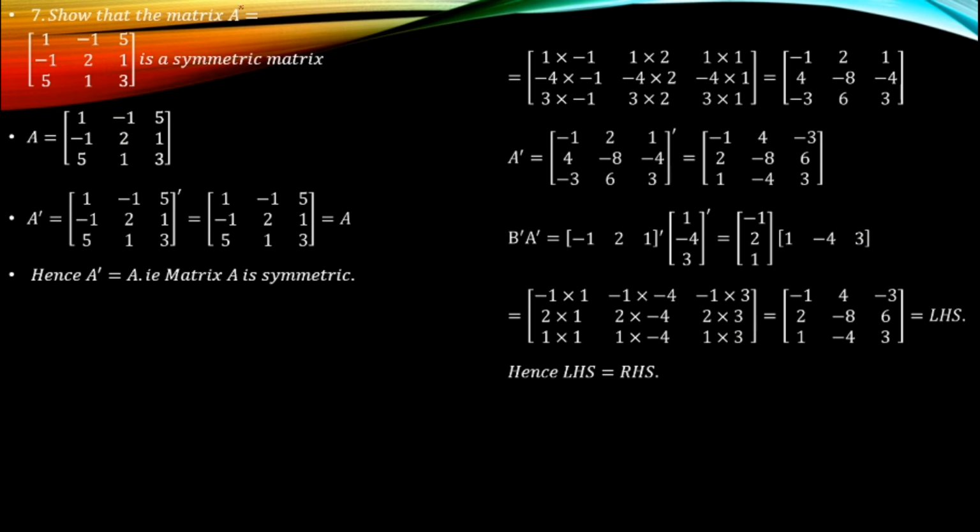Next question: show that matrix A is a symmetric matrix. How will it be symmetric? Simple, find the transpose. If the transpose is the same as A, then it is a symmetric matrix. Yes, when we find the transpose, it is the same as it is. So A is symmetric.